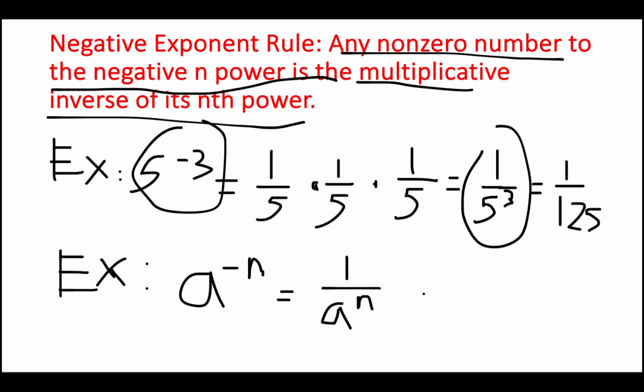Any non-zero number to the negative n power is the multiplicative inverse. So this is like a reciprocal of these values. And we're done.